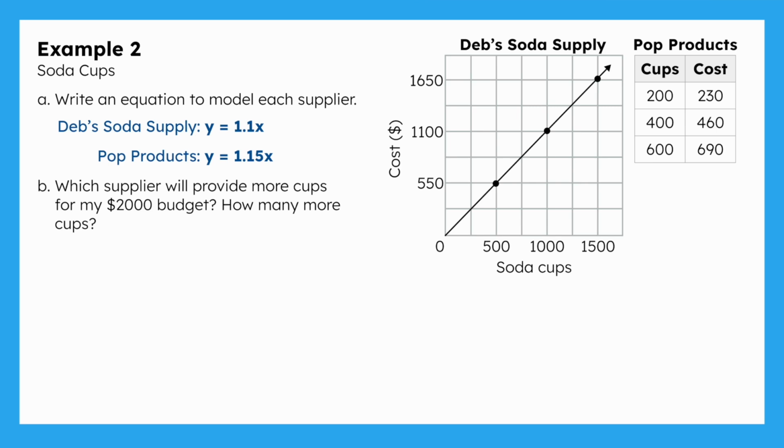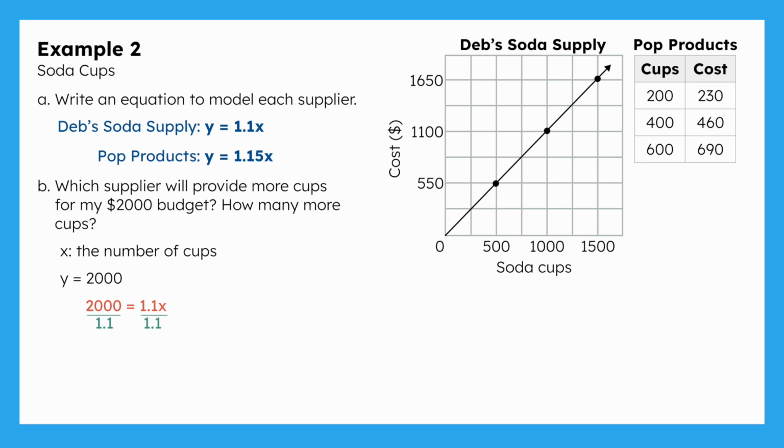Part B asked which supplier will provide more cups for $2,000. So should I plug in 2,000 for x? No. In this problem, I'm looking for the number of cups, which is x, and I'm given the total cost because I'm staying within a budget. So this time I'll substitute 2,000 for y and simplify.